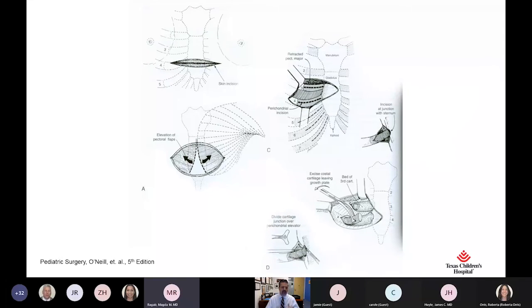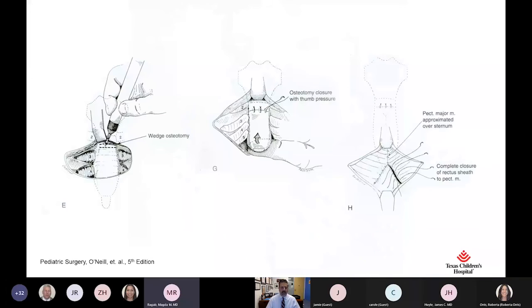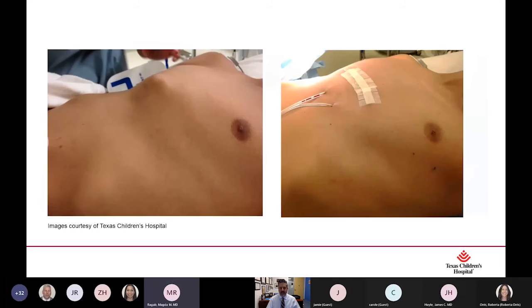During that time, their chest is not stable, so they may have to wear a little shield on their chest. But you can get a very good result. You may have to cut the sternum and flatten it, and you might do that with a plate or some wires. And then you bring the pectoralis muscles back together, reapproximate everything, and you can get a great result.